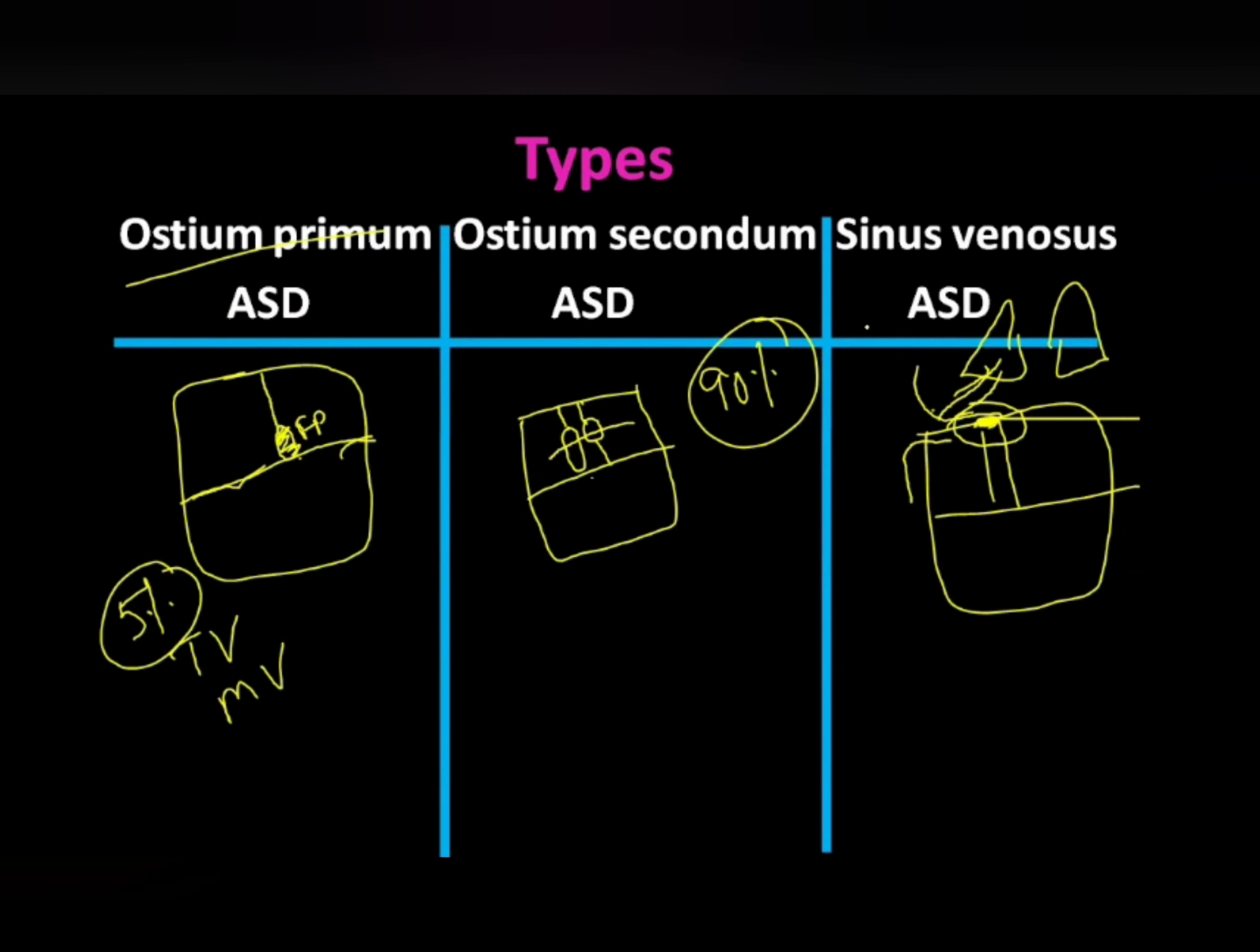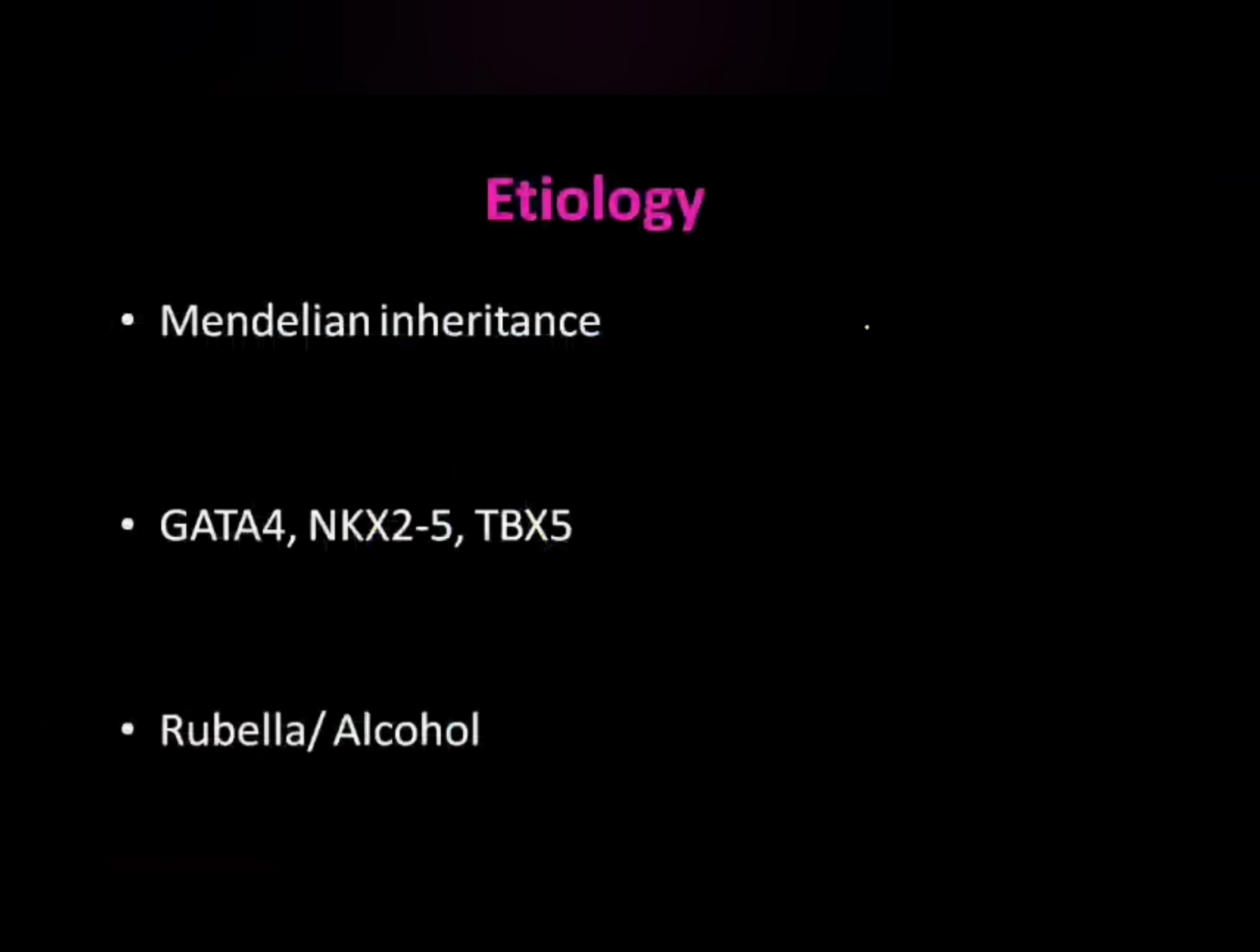So what causes this atrial septal defect? Who is prone to develop it? Usually it is associated with Mendelian inheritance, like Down syndrome, Turner syndrome, or Noonan syndrome, which are associated with atrial septal defect. Whenever there is mutation of genes like GATA4, NKX2-5, or TBX5, there can be atrial septal defect.